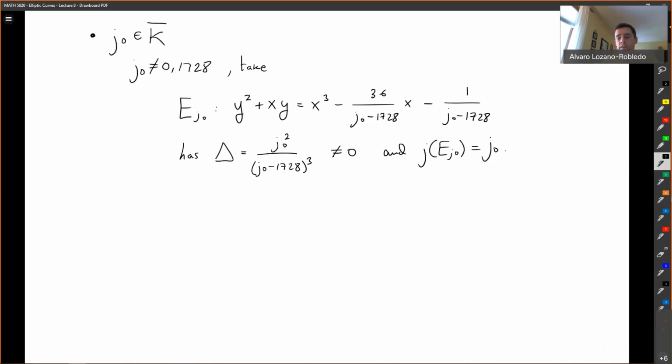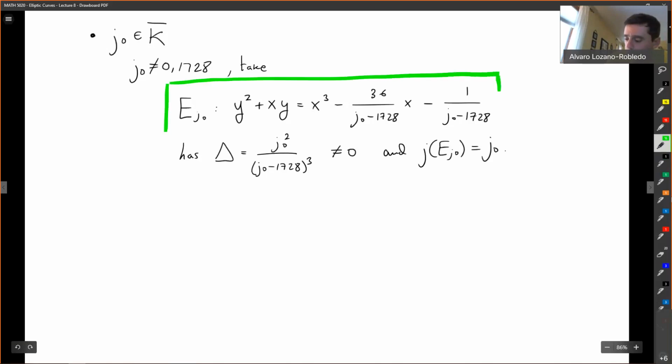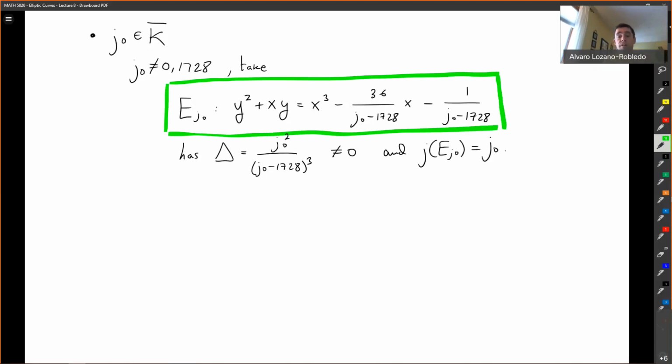This form actually comes up a lot in applications and in research, that the fact that you can construct elliptic curves with those j-invariants is very, very useful. In many situations, I've used this in research papers quite a bit. We left out two cases, j equals 0 and j equals 1728. So I just have to give you elliptic curves with those j-invariants.